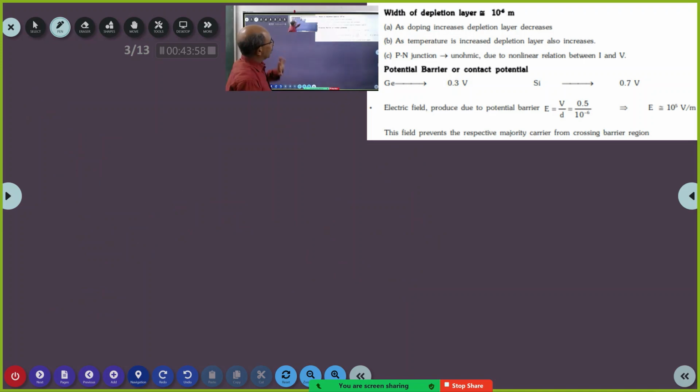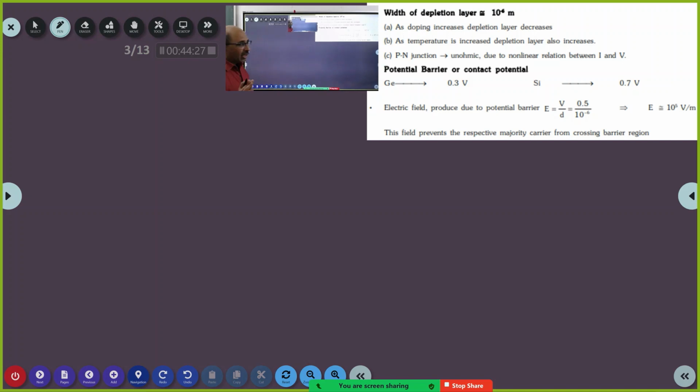Now, the width of the depletion layer is approximately 10 to the power of -6. I'll just take till 9:30, please excuse me. As doping increases, the depletion layer width decreases. I have explained that. As the temperature is increased, the depletion layer also increases. That also I will explain. The PN junction is unohmic due to the non-linear relation between I and V. Now, did you understand this third point?